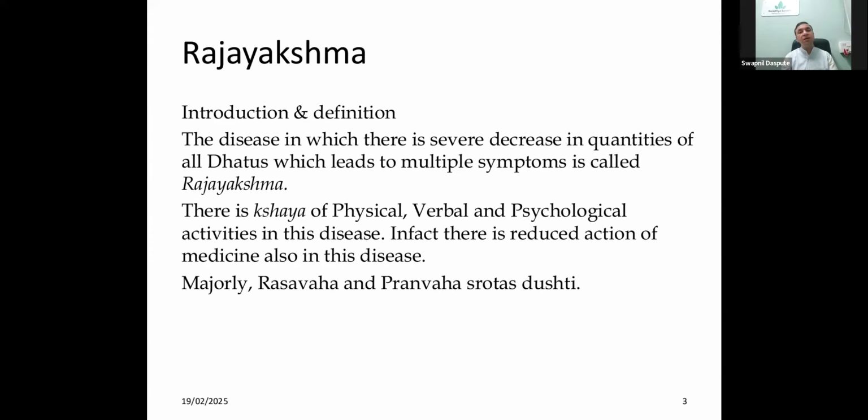Here, more importantly, the Dhatu Agni. Okay. Majorly, Rasavaha and Pranavaha Srotas Dushti. Here, multiple Srotases are in fact vitiated. Majorly, when we see the signs and symptoms, we see Rasavaha and Pranavaha Srotas Dushti. Okay.